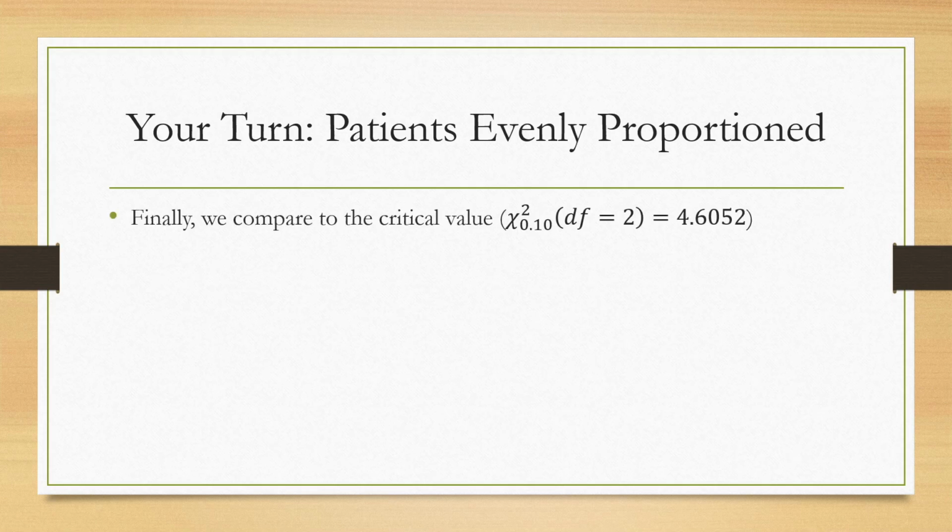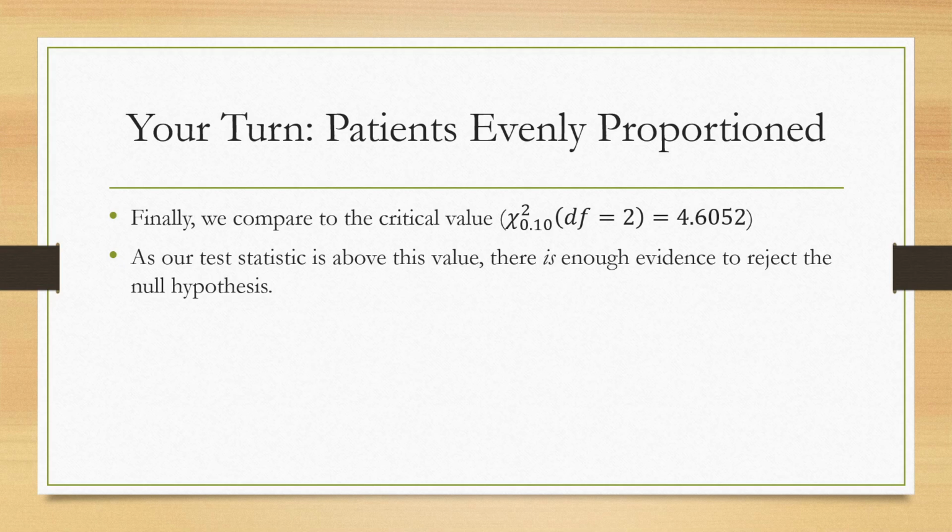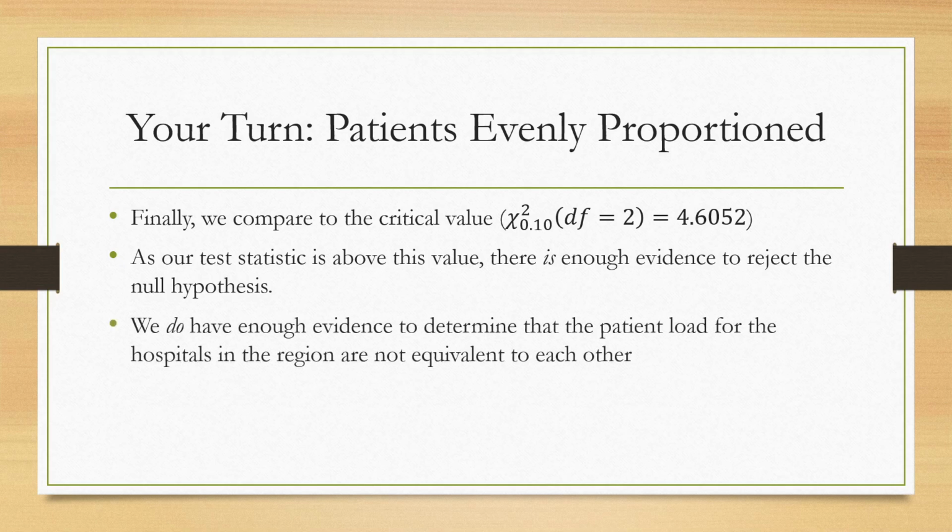Finally, we compare to the critical value that we had before. Again, we're using an alpha of 0.10. The degrees of freedom, which is the number of groups minus 1, has not changed because we're still dealing with 3 groups. So our critical value hasn't changed, 4.6. On the other hand, our test statistic was now in the 30s. This is far above our critical value. So there is definitely enough evidence to reject this null hypothesis. That is, we do have enough evidence to determine that the patient load for the hospitals in the region are not equivalent to one another.